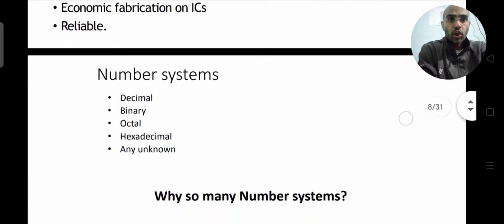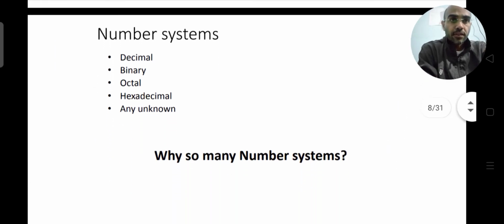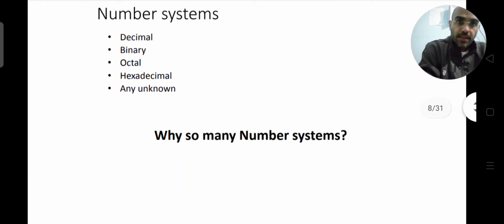So moving on to the next slide, as we know that in digital systems there are only two levels, but we have to study various number systems in this course.